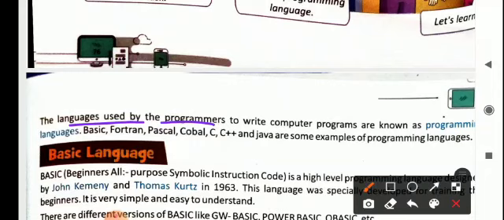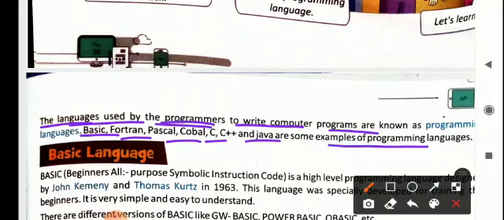Like you are learning Hindi and English to communicate or express yourself, similarly we need to learn a programming language to perform specific tasks on the computer. So what are these languages? The computer languages are used by programmers to write computer programs. Some commonly used programming languages are BASIC, Fortran, Pascal, COBOL, then C, C++, Java, and now Python.